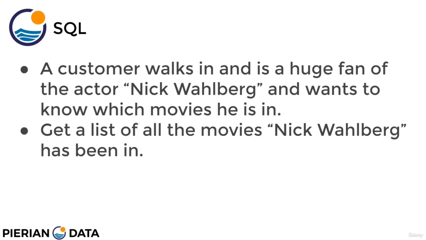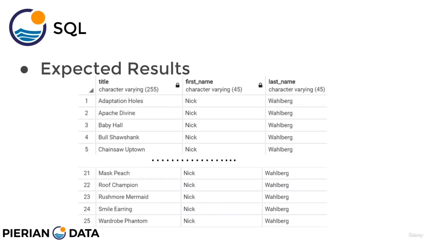All right, your second challenge is the following situation. A customer walks into the store and they're a huge fan of this actor, Nick Wahlberg, and they want to know which movies Nick Wahlberg has been in. So your task is to basically get a list of all the movies Nick Wahlberg has been in. So let's take a look at the expected results. Here are the expected results. There should be 25 movies.